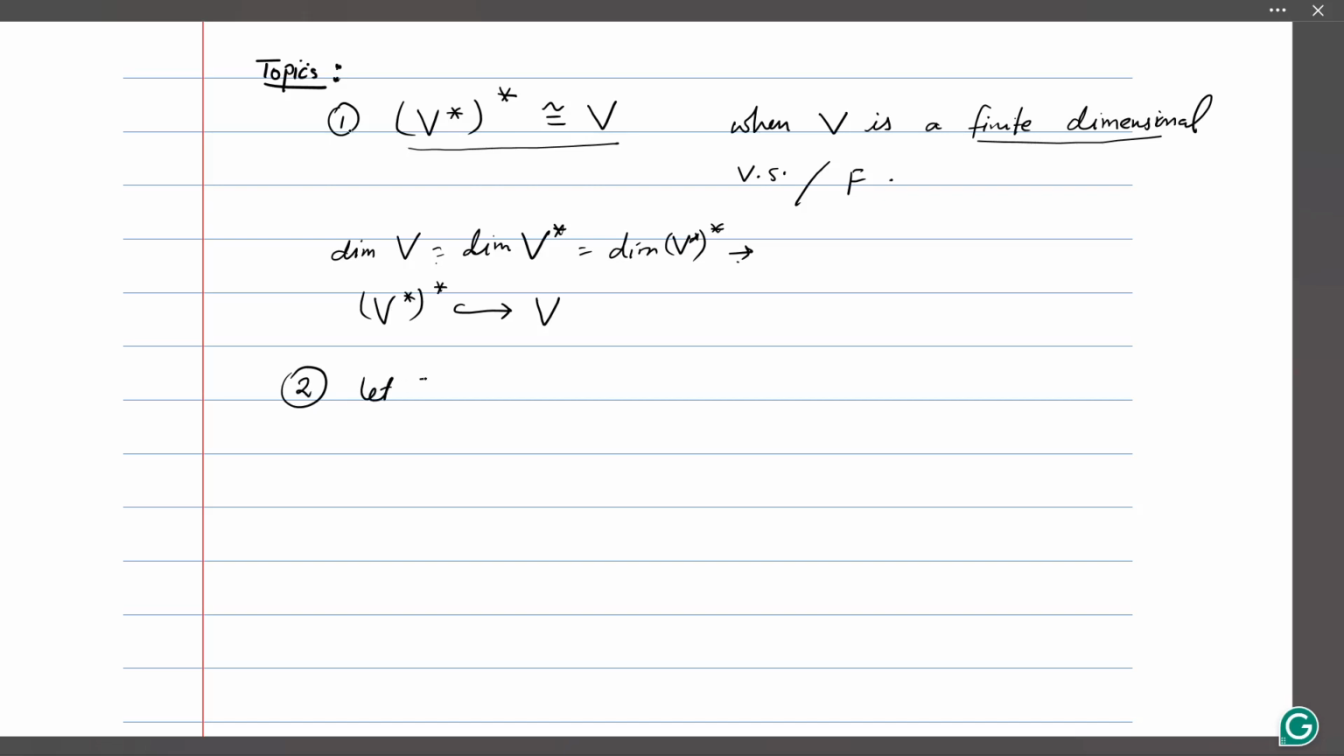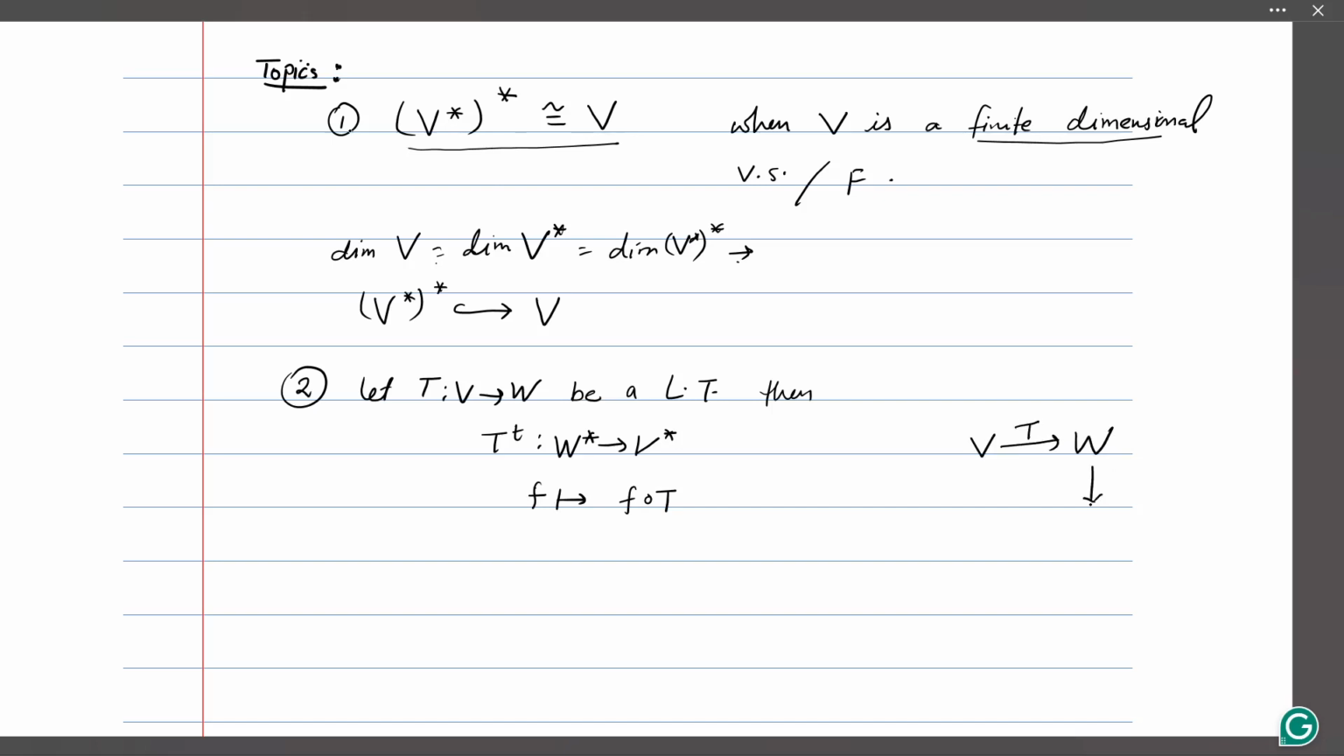So, the second result was defining the transpose of a linear transformation. Let T from V to W be a linear transformation. Then what is T transpose? T transpose is a linear operator from W star to V star, which is defined by sending f to f after T. Okay, so T is given from V to W.